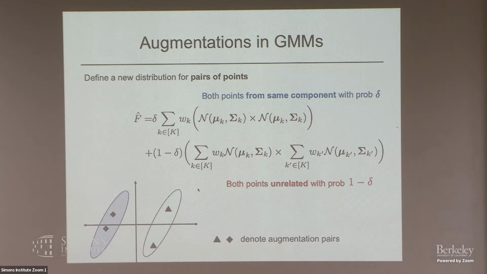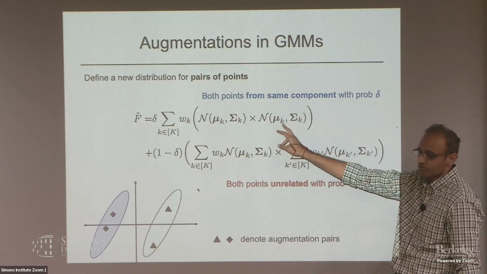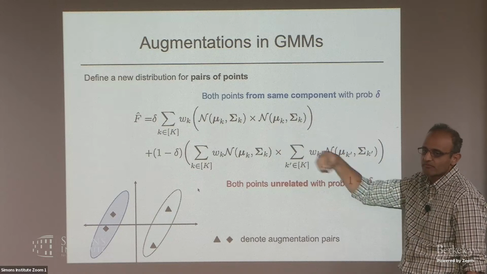So the value of delta is like the strength of the augmentation. Right? If delta is high, the augmentations are very strong. But these are 2 independent draws from the same Gaussian. So it's still a product distribution, but within a single Gaussian.